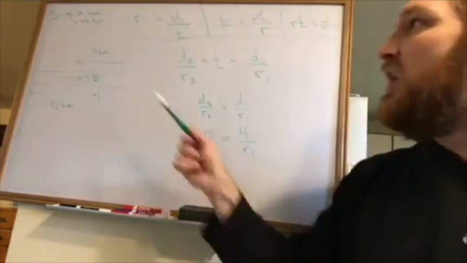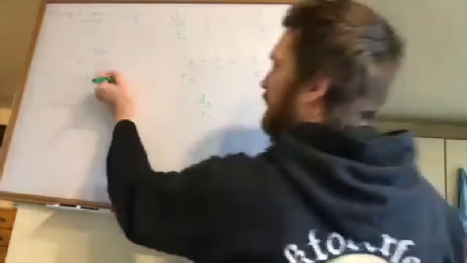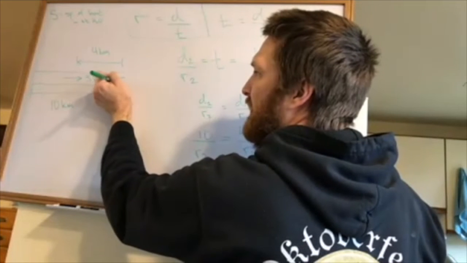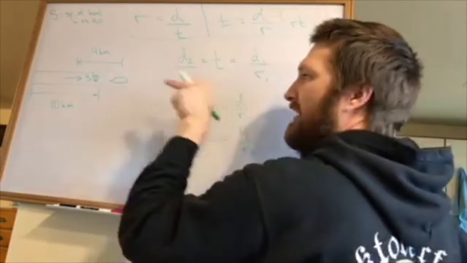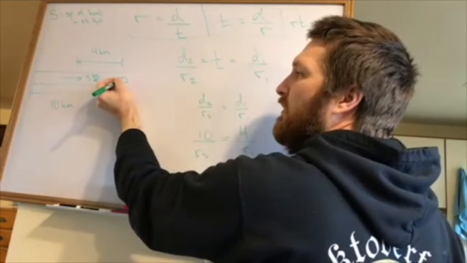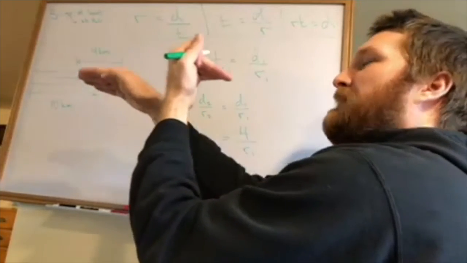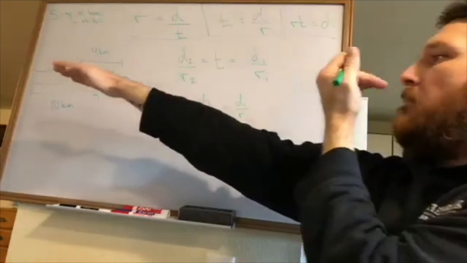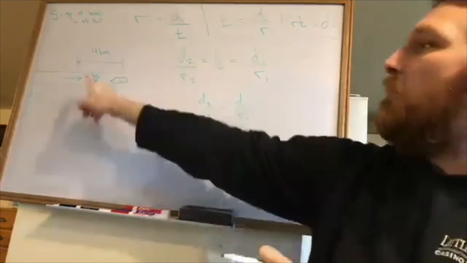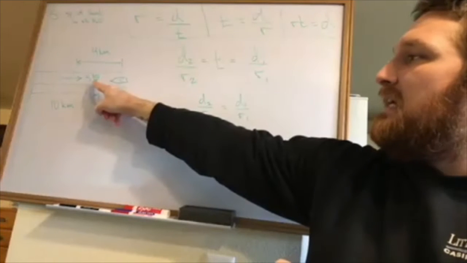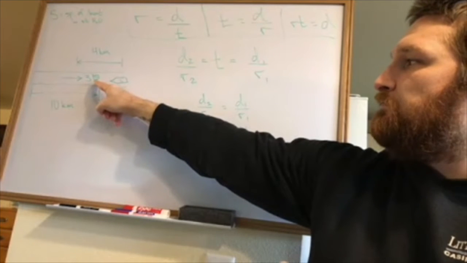So here's the thing. We're in our boat, and on the first trip, we're heading in this direction. The boat moves at a certain speed, but the water's coming against us. So is that going to slow us down or speed us up? Slow us down. It's going to slow us down by that many kilometers per hour.